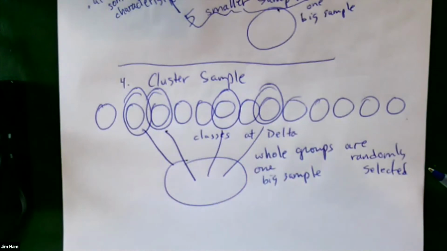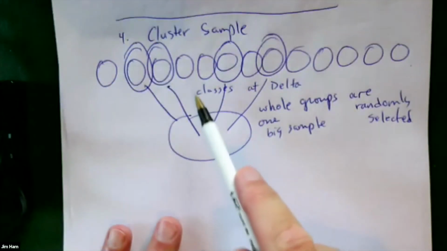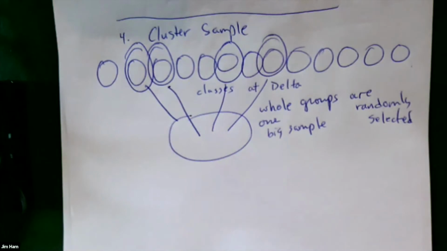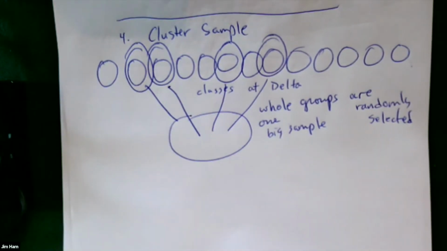But the key here is that we're not taking random samples from each individual group. We're selecting entire groups, and all of the students in those randomly selected groups form our big sample. That's the difference between these two sampling techniques that involve grouping.